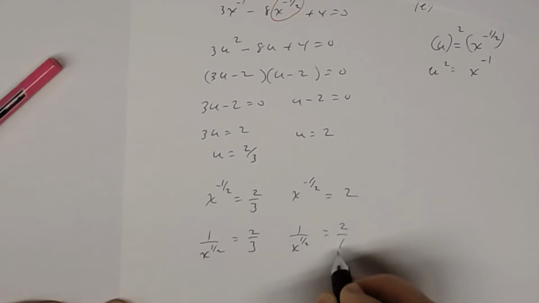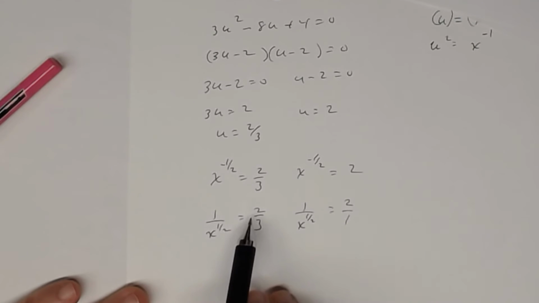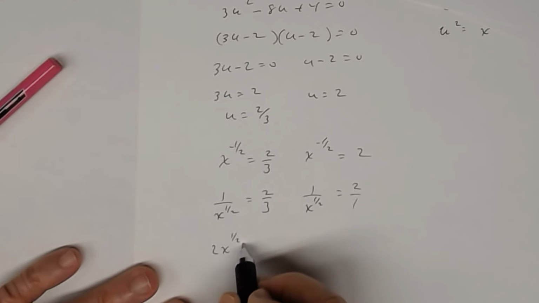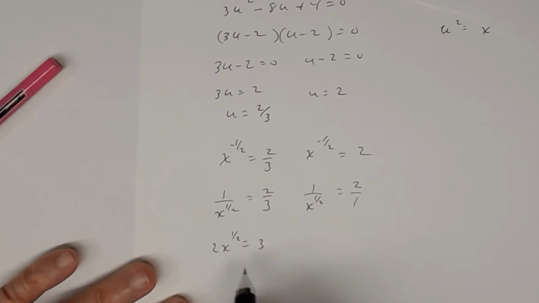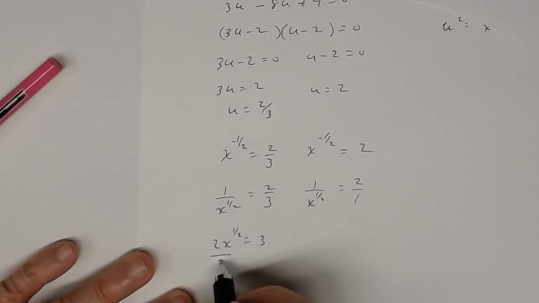I'm going to write this as 2 over 1. Just like we did before, we can cross multiply, right? So 2 times x to the 1/2 equals, and then 1 times 3 is 3. Now to solve for x, I've got to divide both sides by 2 first. So I'm going to divide both sides by 2. Okay, so I get x to the 1/2 equals 3/2.